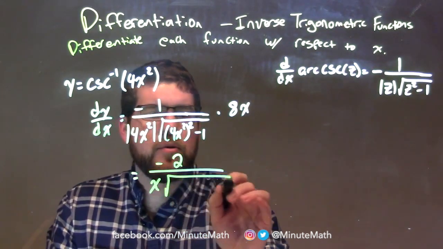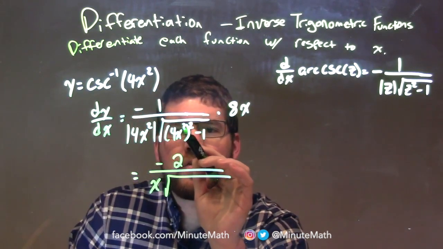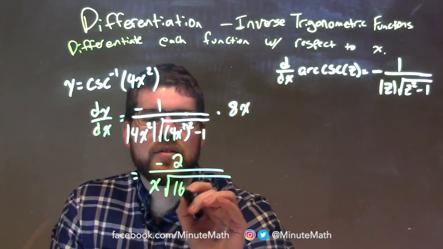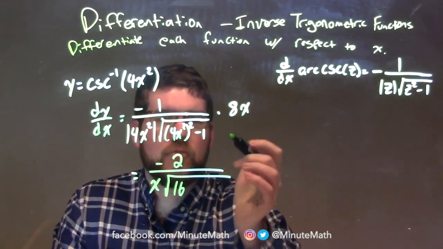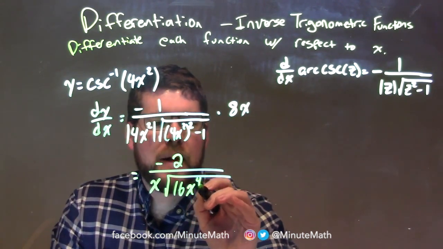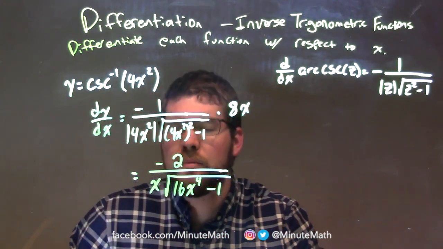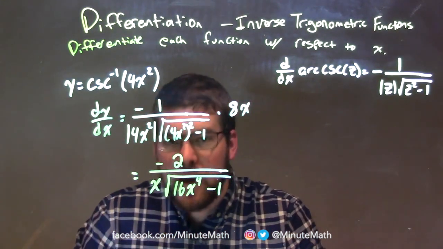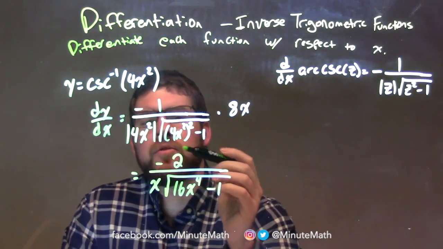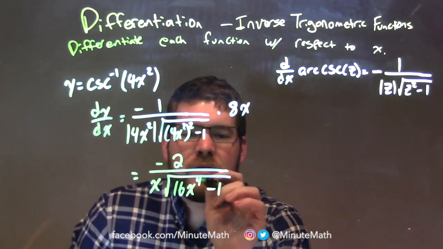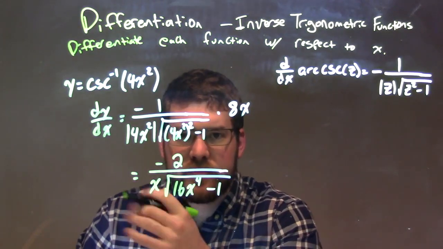Now we're taking the square root. All right, let's simplify this. 4x squared, all squared. We square the 4 to get 16, and then x squared squared is x to the 4th power. And we have the minus 1. And make sure the square root bar goes over the whole thing. But now we're done. So our final answer is negative 2 over x times the square root of 16x to the 4th minus 1.